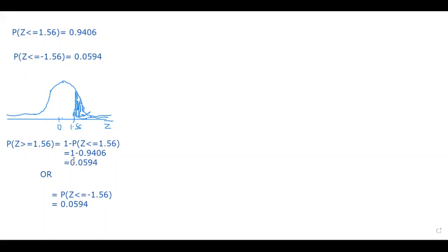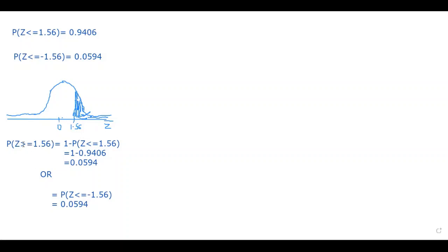Or you will not subtract anything from 1. Just find the probability that z is less than or equal to. You change the greater than to what? Less than. Then the number given in the question, if it is positive, you make it negative. If it is negative, you make it positive. The answer will be the same. But if the second one confuses you, don't try the second one. Always focus on the first one. The first one is simple.